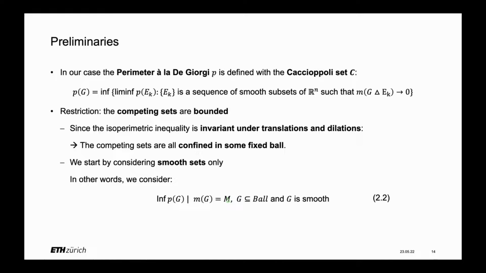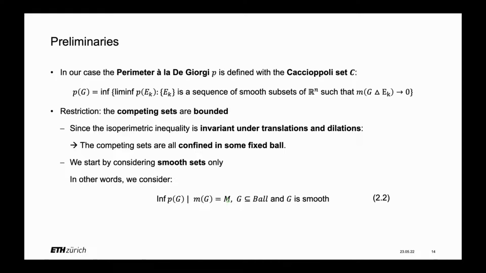So the competing sets are bounded. Since the isoperimetric inequality is invariant under translation and dilations, the competing sets are all confined in some fixed ball. So what does that mean? We can just say we have a competing set. We can restrict it to a fixed ball, which is big enough such that our competing set is fully contained in this ball. Okay? So we start first of all by considering only smooth sets.